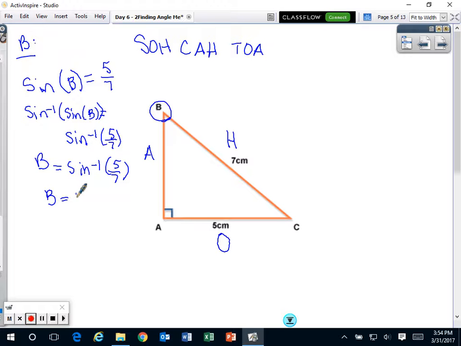So B equals, when I plug into my calculator, sine inverse of 5/7, 5 divided by 7, gives me 45.6 when I round to the nearest tenth. So 45.6 degrees. And then on C, now let's pretend we didn't know what B is. In a minute, I'll tell you how we can find C easier without having to do trig if we already know what B is. But since we're pretending we don't know what C is, let me change colors here.